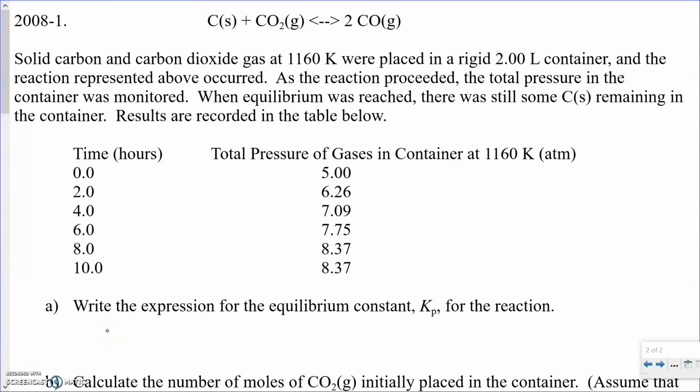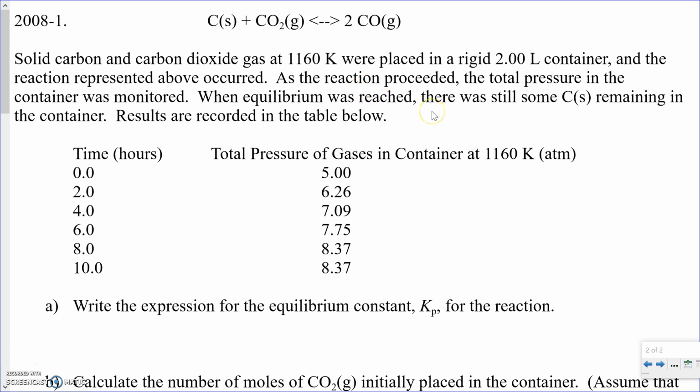Alright guys, you had the 2008 number 1 problem for homework, so I want to work through this one. We have a reaction of carbon plus carbon dioxide forming 2 carbon monoxides. We're told that solid carbon and carbon dioxide gas at 1160 Kelvin were placed in a rigid 2.00 liter container, and the reaction represented above occurs. As the reaction proceeds, the total pressure in the container was monitored.